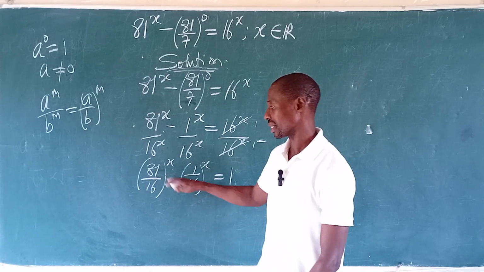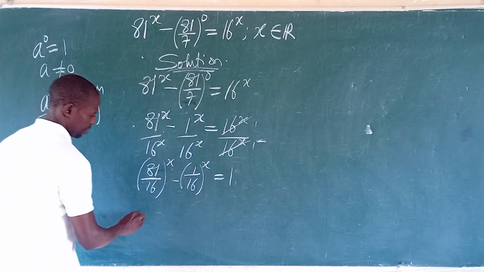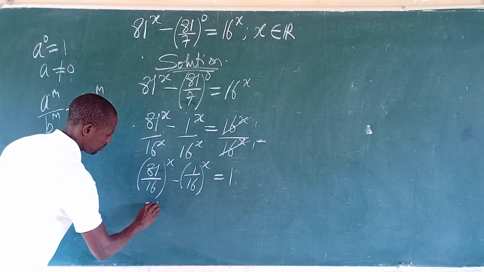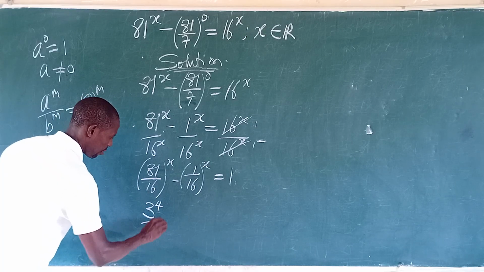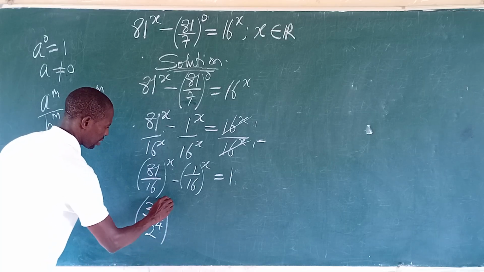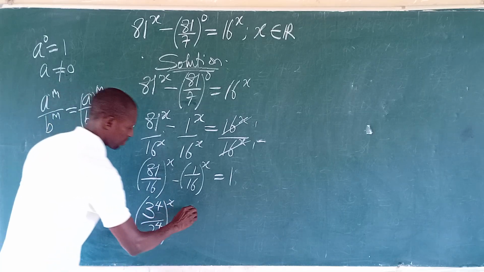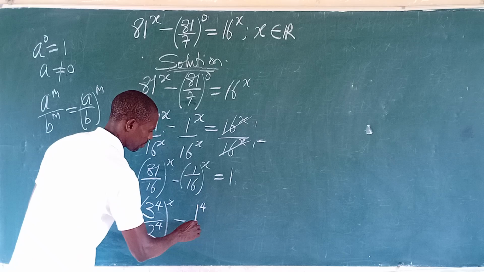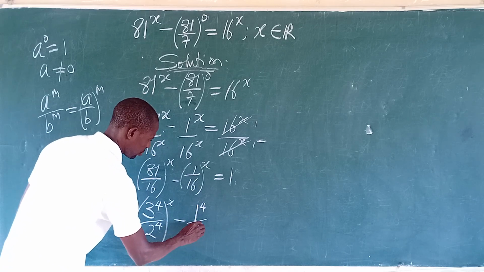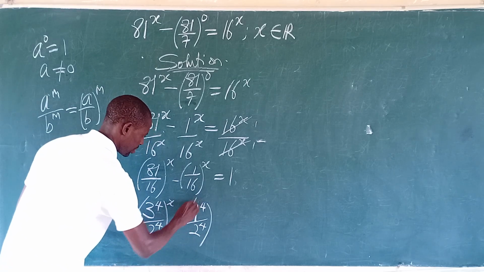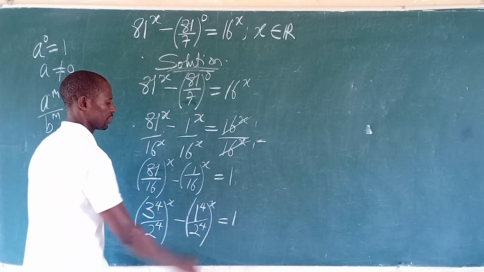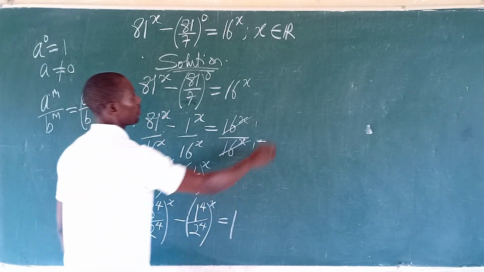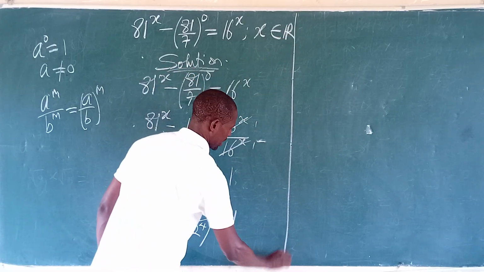So let's rewrite this. 81 can be written as 3^4 over 16, which is 2^4, in brackets raised to the power of x, minus 1^4 over 2^4, all raised to the power of x. This is equal to 1. Okay, so if we have this to be 1, then let's continue on this side here.